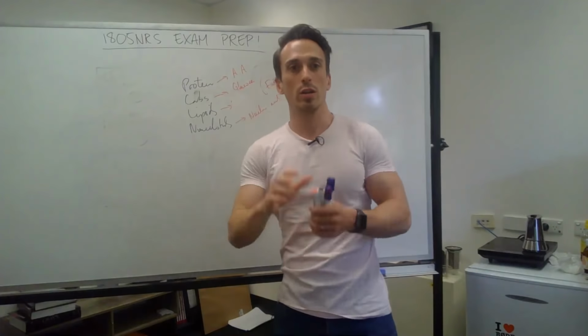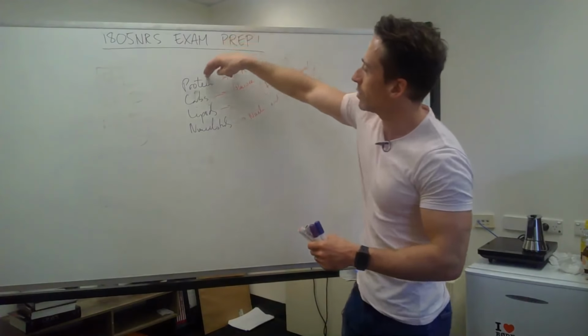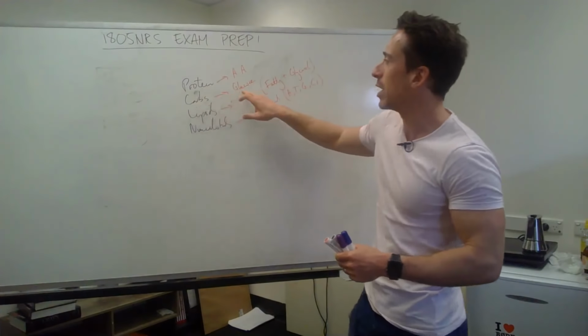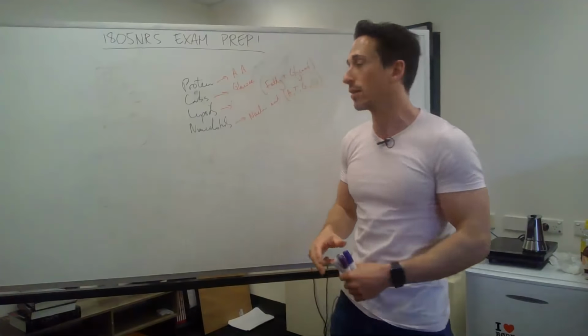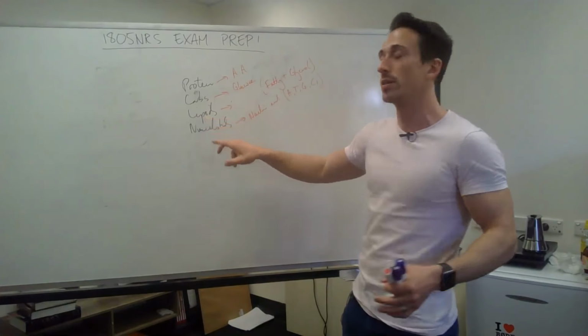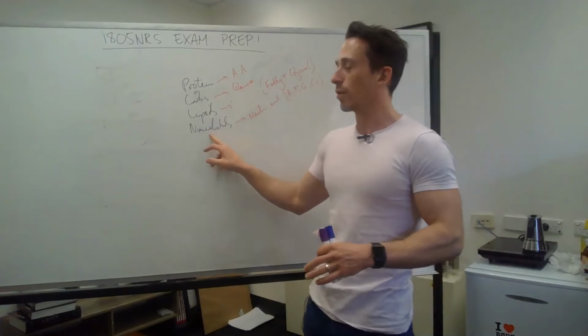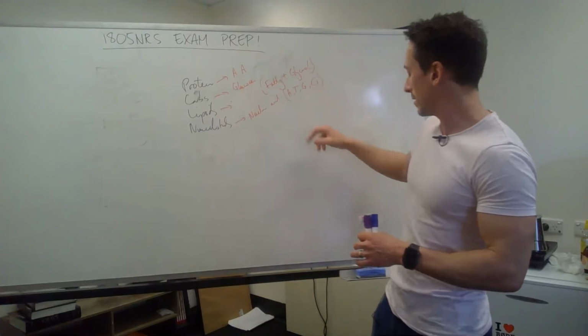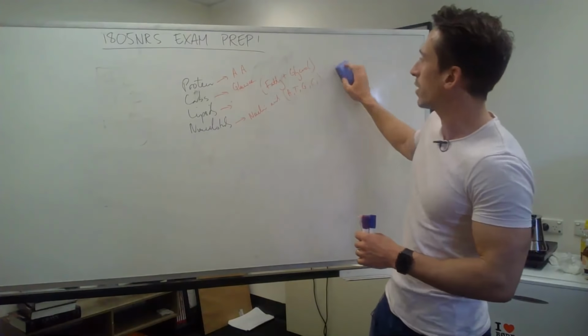So when you have a look, what are the monomers for proteins? Amino acids. What are the monomers for carbs? Glucose. Could also be fructose and galactose, for example. What are the monomers for lipids? Fatty acids and glycerol. What are the monomers for nucleotides? They're going to be A's, T's, G's, and C's: adenine, thymine, guanine, and cytosine.